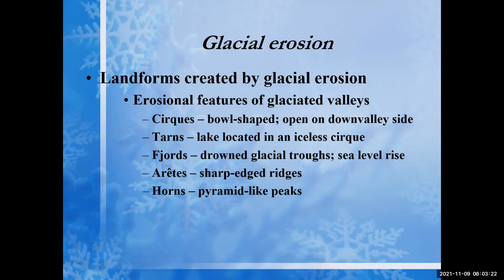Fjords are glacial troughs or valleys that are flooded by sea level rise. So when a glacier makes its way all the way to the ocean, and then that wastage exceeds the accumulation, so that glacier starts to retreat, sea level rises and fills that valley. That's what we call a fjord. And an arête, again, one of those sharp edged ridges. And then our horns are our pyramid-like peaks.